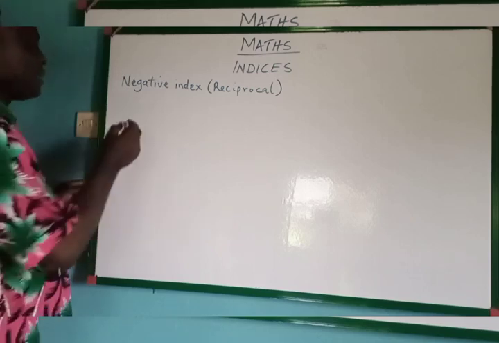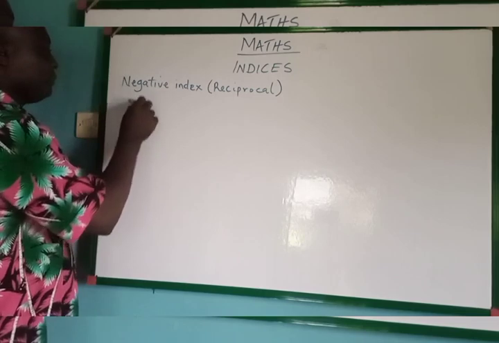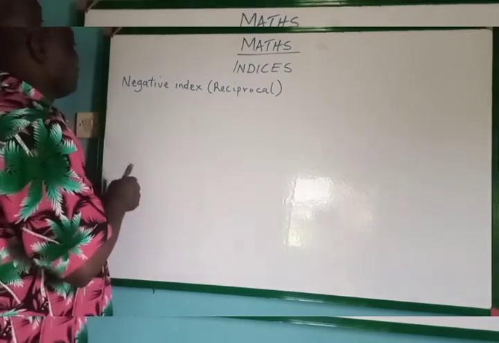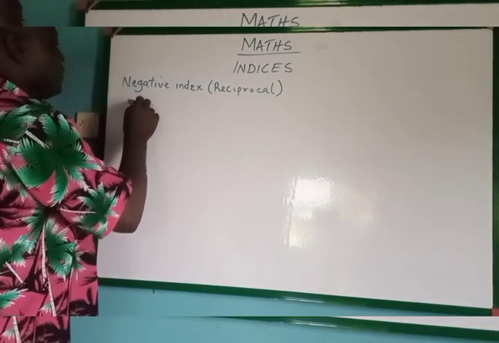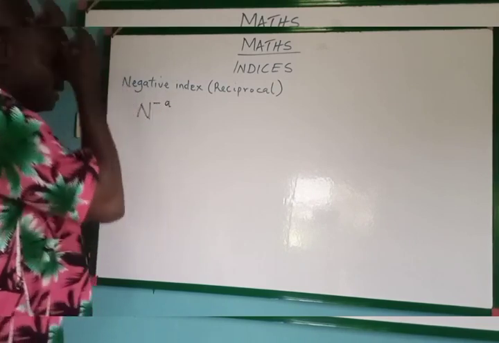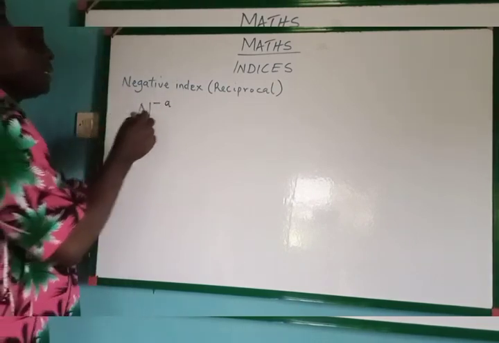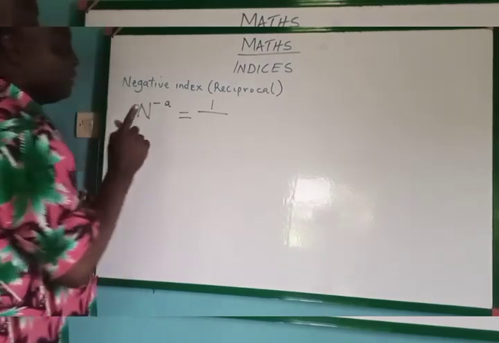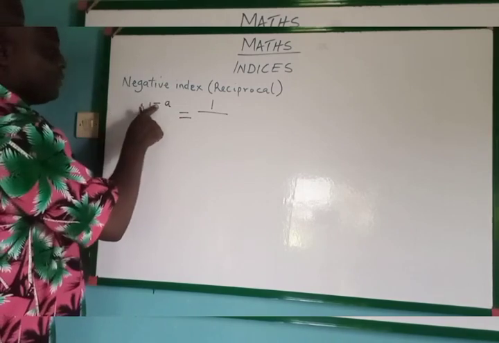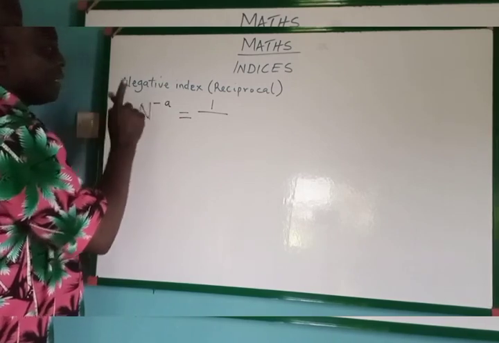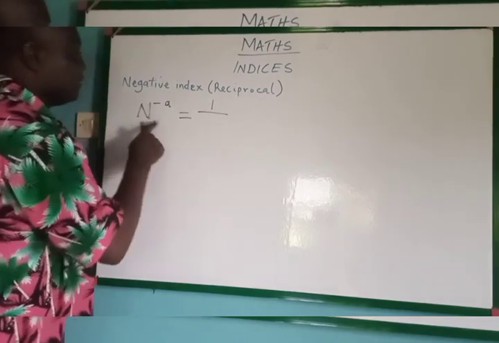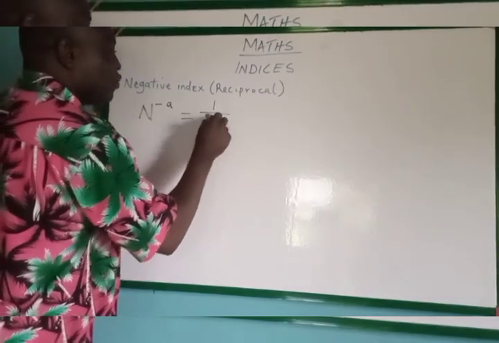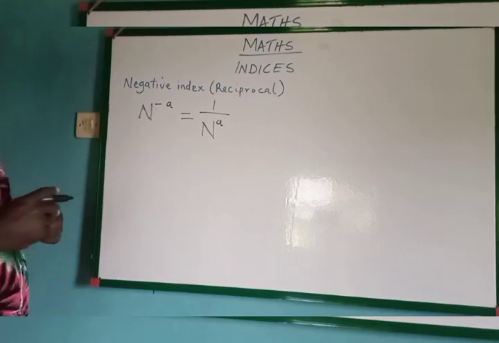The law states that if a number n is raised to a negative power minus a, this is equivalent to 1 over n raised to power a. Just note, this negative sign means 1 over n raised to power a. That is what the law says.